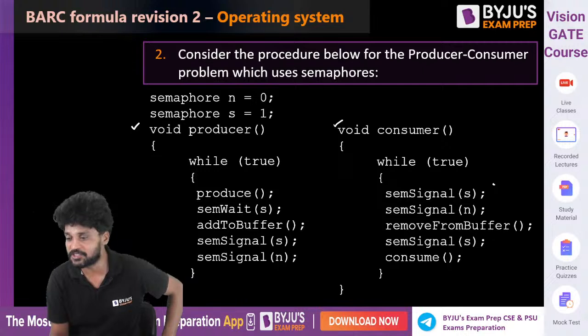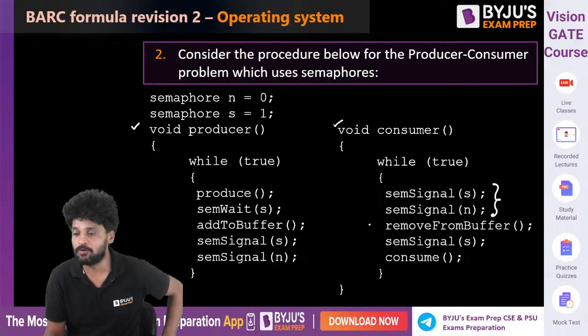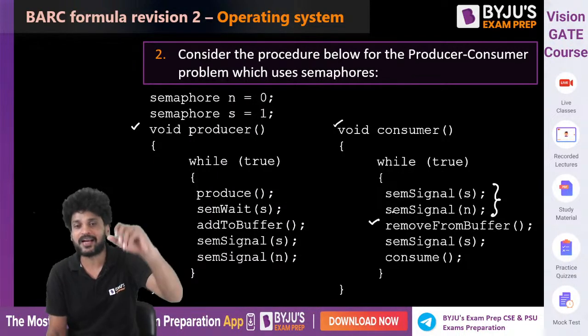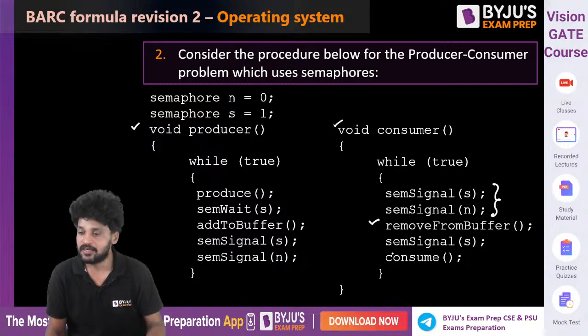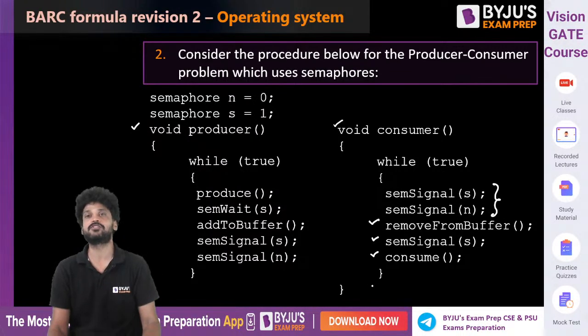If we successfully execute these 2 statements, that means if he is not blocked after executing signal on S and signal on N, he will be able to perform consuming an item from the buffer. Then he is going to perform signal operation on S, and then he will be able to consume.